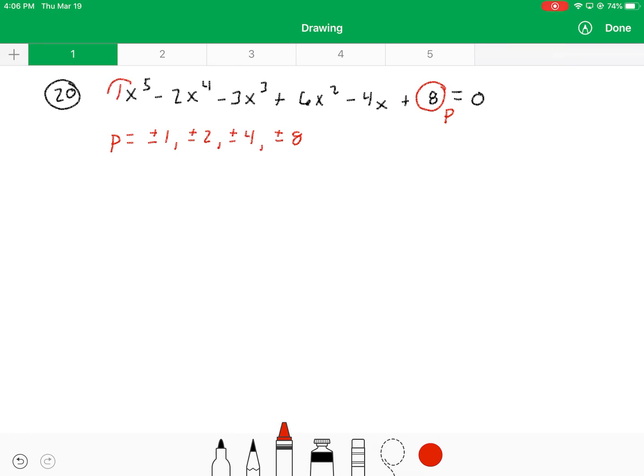And then the theorem also wants you to focus on the leading coefficient, which in this case is just a 1. That 1 will lead you to your q values. Now, the only factors of 1 are plus or minus 1. And then the theorem tells us, take the list of p's, put it over the list of q's to make all of your possible rational zeros for the equation. So the nice thing about this is, since q is only plus or minus 1, then basically your list of p's, when you put it over your list of q's, doesn't change. That means p over q is just going to be plus or minus 1, 2, 4, and 8.